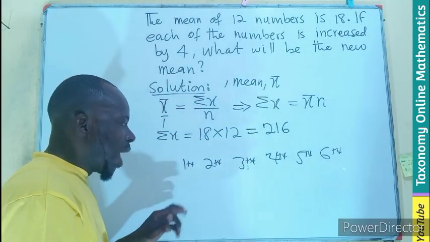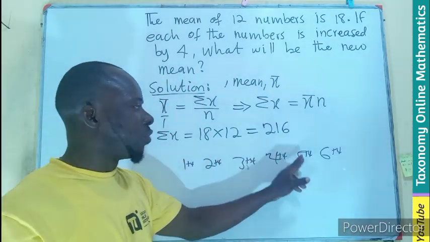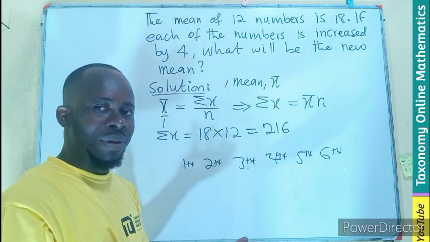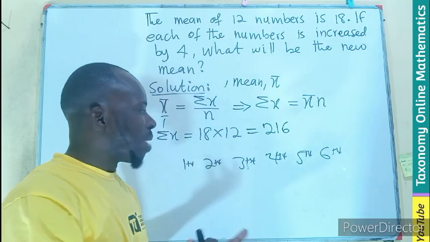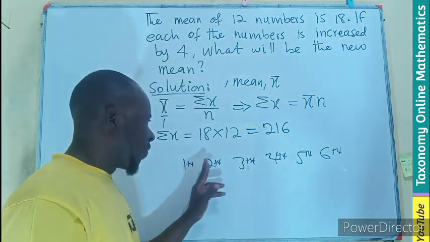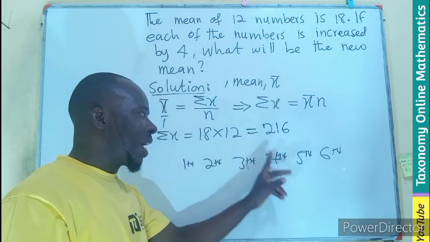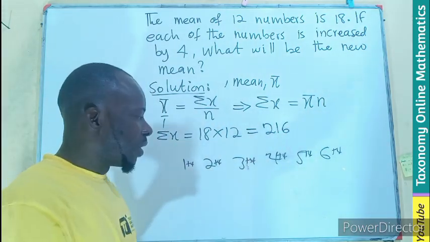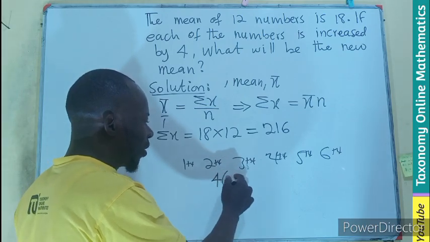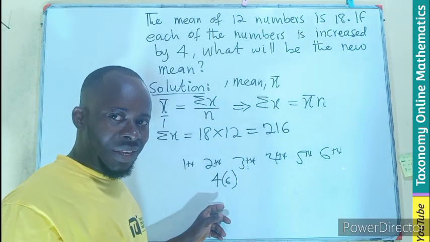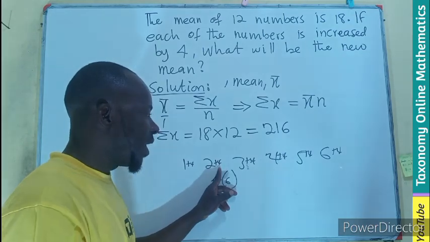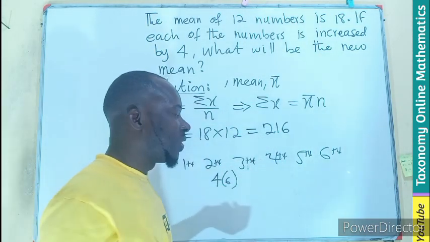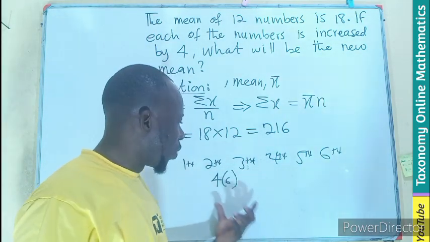Then the question is, how many times am I adding the 4 to this data? If we have 1, 2, 3, 4, 5, 6, there are 6 numbers, and I'm adding a 4 to each of them. How many times am I adding the 4? I am adding the 4 six different times. So that is 4 times what? 6. 4 times 6 is 24. 4 plus 4 is 8, 8 plus 8 is 16, 16 plus 8 gives you 24.